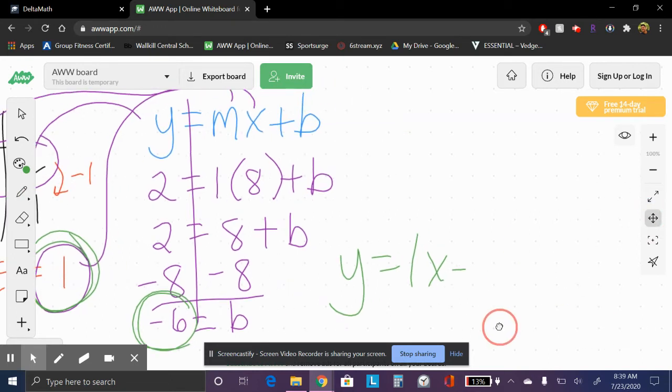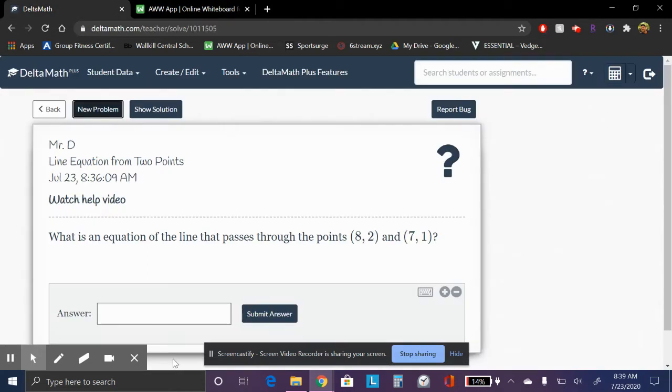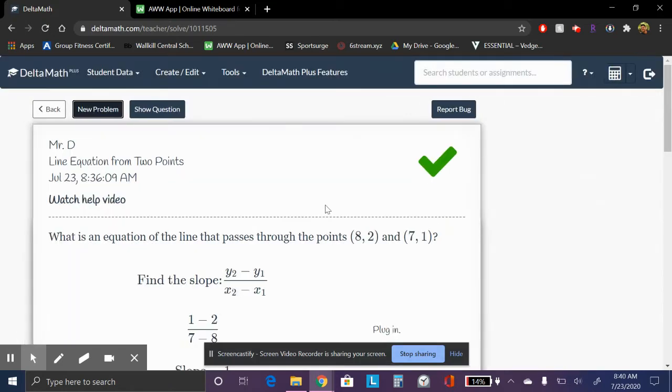This is not letting me write over here. Here we go. 1x minus 6. All right. So we use the slope and we use the y-intercept to plug into our original y equals mx plus b, because you don't need the coordinates. Now, when I type in here, I don't need to put the 1x. I can just do y equals x minus 6. Submit. Yes.